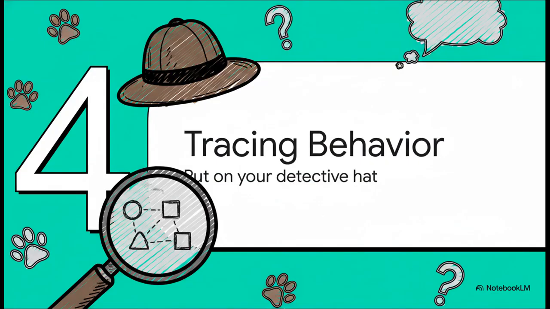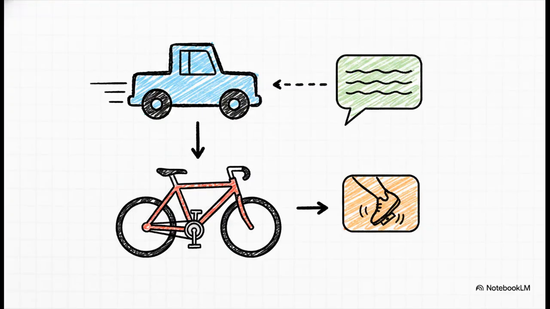Which brings us to Section 4, tracing object behavior. Let's look at a parent-child relationship scenario just to make sure we're all tracking with this. We have a parent class called vehicle that normally prints out the word moving when its move method is called. But we also have a child class called bike that inherits from vehicle. And this child class overrides that move method to print pedaling instead. It inherits the structure, sure, but it brings its own specific behavior to the table.